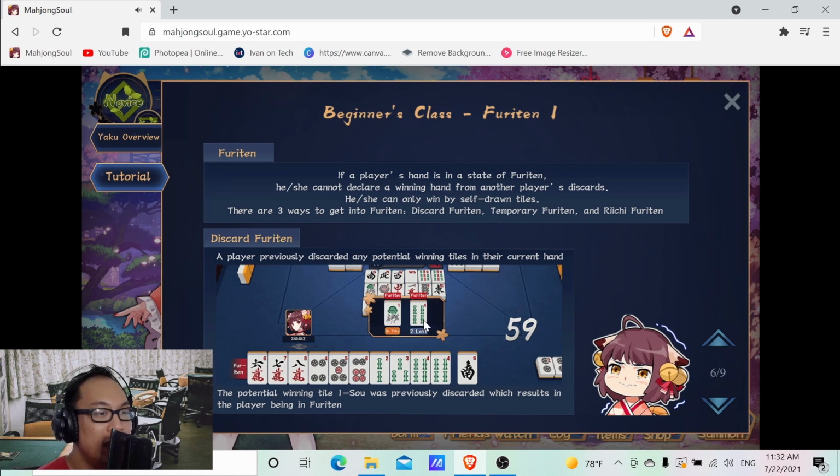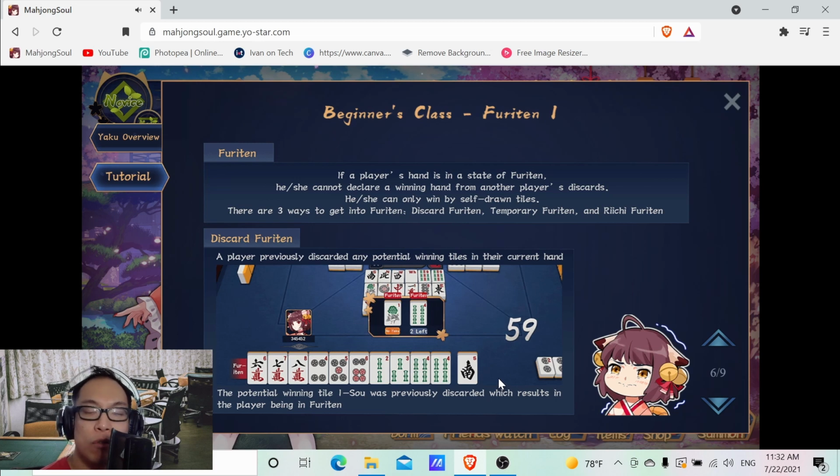Now, even though you didn't need it, the game will still register as if you needed it, even though you're going for an all simple hand here, which I'm guessing this player is. So it's really hard to discern when you're going to be in Furiten. I've been in Furiten a couple times, so I've tried my best to actually know what I'm discarding.